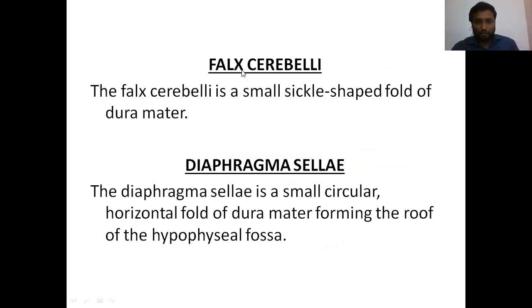Then next point, falx cerebelli. Falx cerebelli is a sickle-shaped fold seen between the two cerebellar hemispheres. The cerebellum has two cerebellar hemispheres, and those two hemispheres are separated by another fold, the falx cerebelli. Then diaphragma sellae is a small circular fold of dura mater which forms the roof of the pituitary fossa. The pituitary fossa is roofed by this diaphragma sellae. So these are the dural foldings. Remaining details you have to read from your textbook.